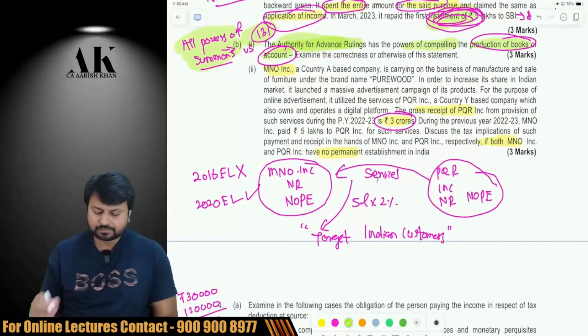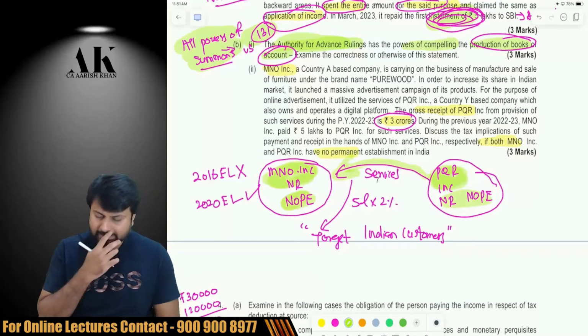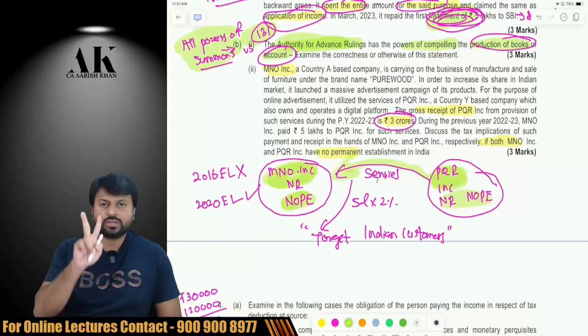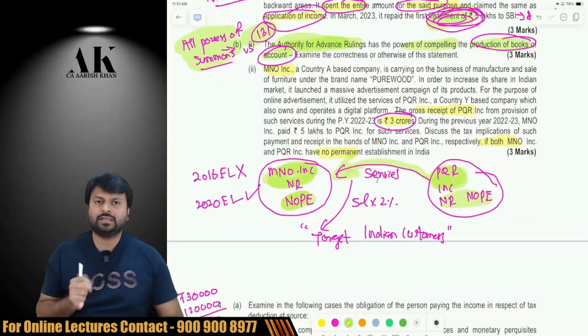Pay attention, please. There is a foreign company, a non-resident who does not have a PE in India. There is another non-resident who does not have a PE in India. And this PQR Inc. is giving some online advertisement services to MNO Inc., a non-resident who does not have a PE in India. Now there are two equalization levies. One is the 2016 equalization levy at 6%. One is the 2020 equalization levy at 2%.